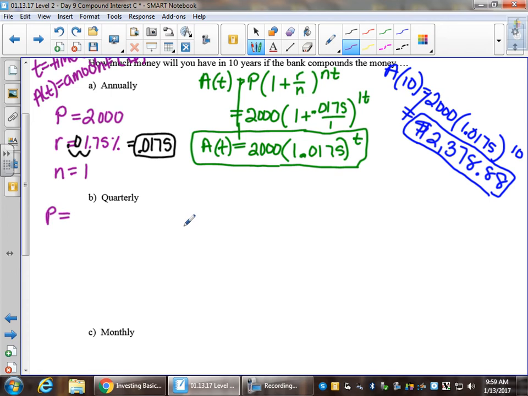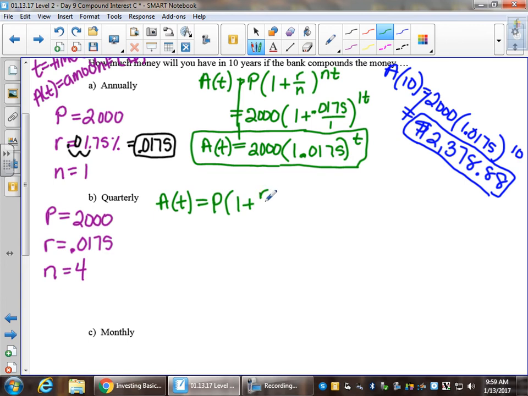So let's talk the quarterly piece here. P still equals 2,000. R still equals 0.0175. Good. But now, what's N? 4. Let's see how this changes things. So we're still going to write our general model first, which is what? A of T equals P. Yes, keep going. 1 plus R divided by N raised to the NT.